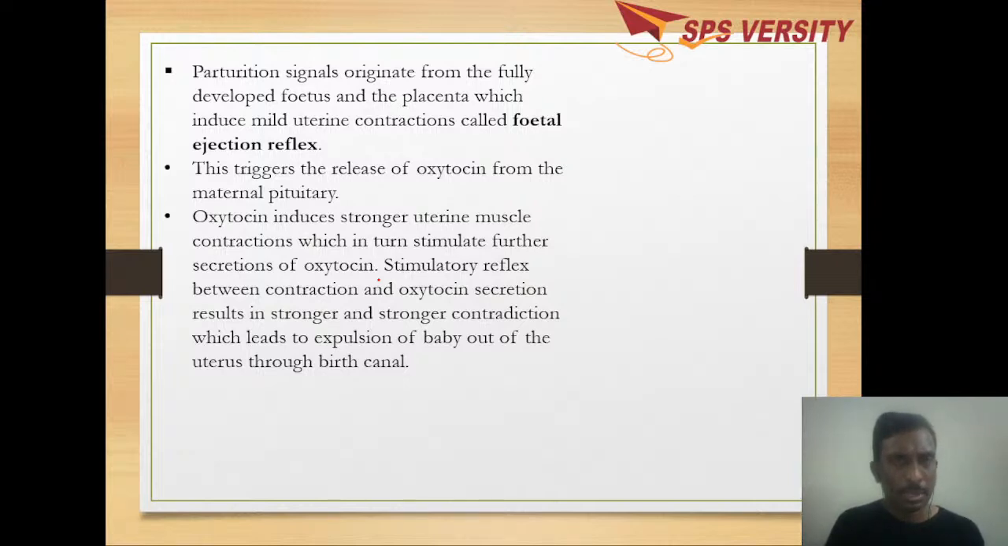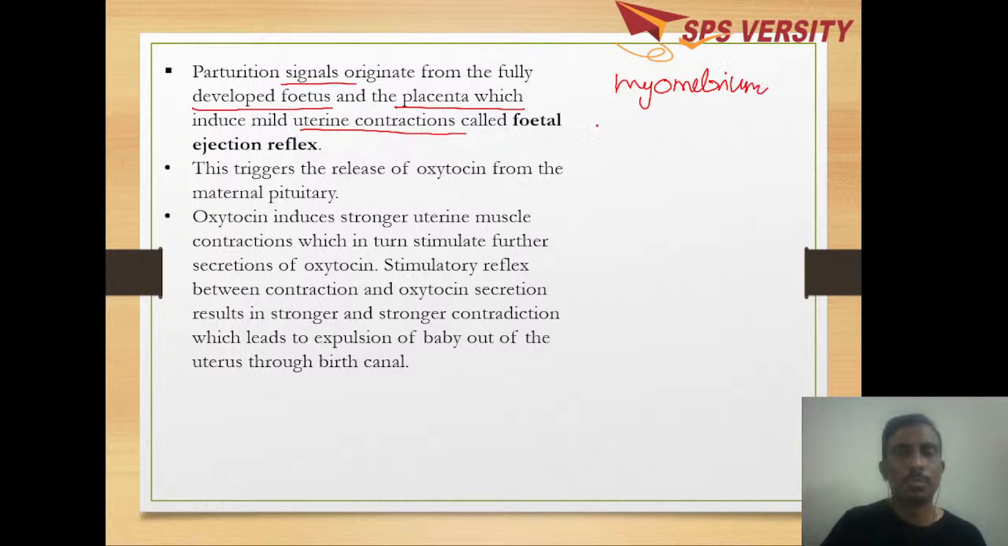So when the fetus is fully developed, it gives a signal, that is the parturition signal comes from the fully developed fetus and the placenta, which will induce the uterine contractions. Uterine contractions means the myometrium of the uterus, which is made up of smooth muscles, will contract during parturition. This leads to what is called the fetal ejection reflex.